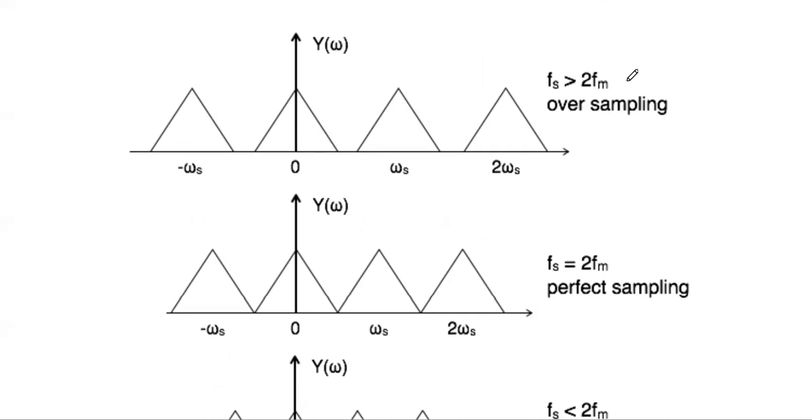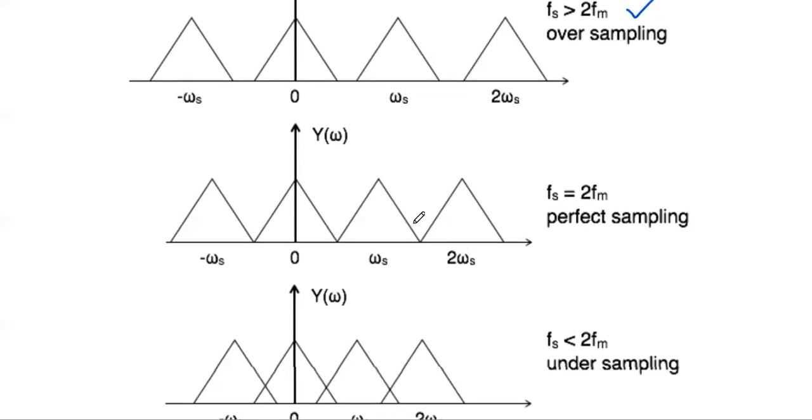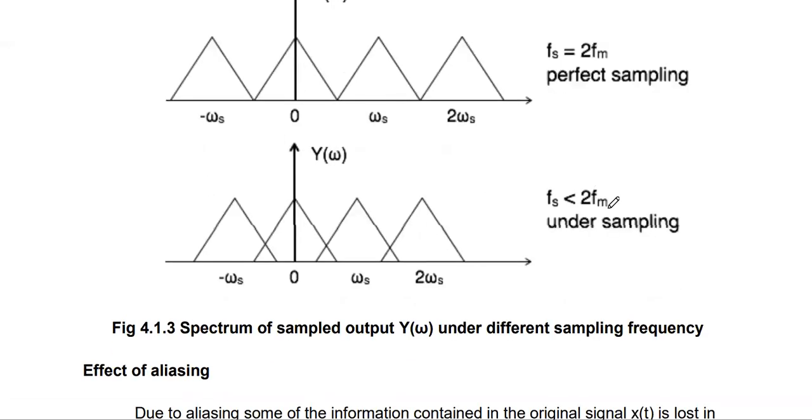The first one you see, if fs is greater than 2 fm, we will get the spectrum like this. In this case there is no overlapping. If fs is equal to 2 fm, in this case also there is no overlapping. But if you select the sampling frequency fs less than 2 fm, you see here we are getting the overlapping.